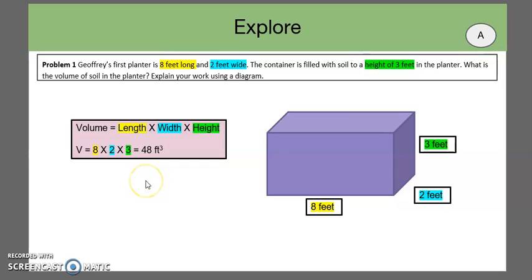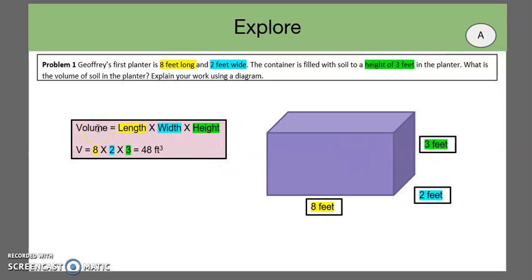So in this problem, we drew a diagram of the container that Jeffrey is working with. Here we have 8 feet is the length, and notice how I'm color coding each of the dimensions with yellow, blue, and green. So we have a length of 8 feet, a width of 2 feet, and a height of 3 feet.